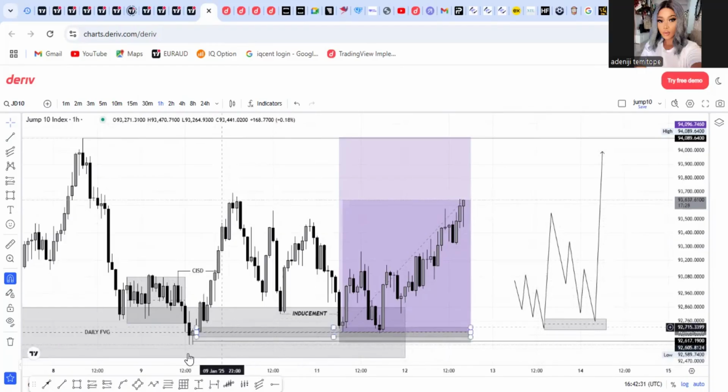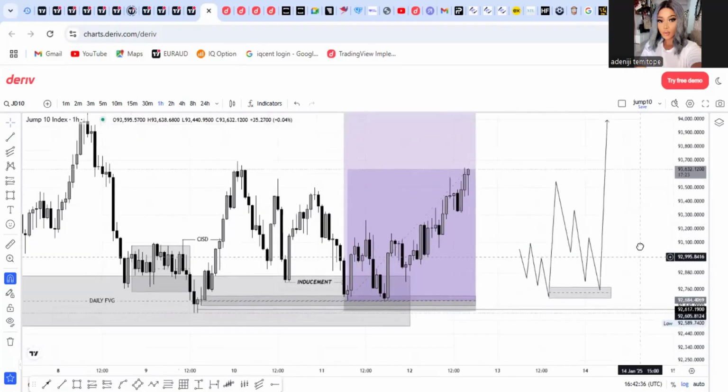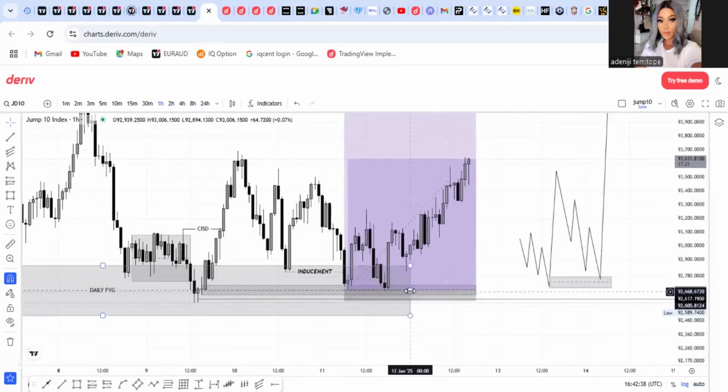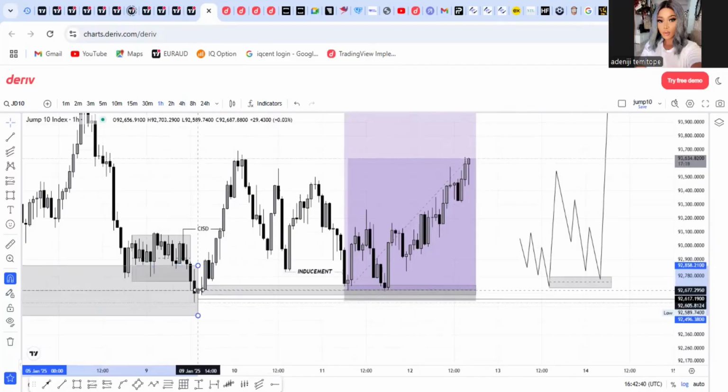Then what made this level very, very valid? I'm going to be removing the fair value gap and pushing it this way a little. What made it very, very valid? Okay, this is your fair value gap. Remember, our daily fair value gap. Don't forget, we have this order block that is formed just above this other block right here.